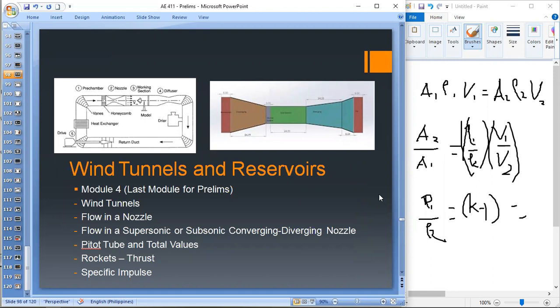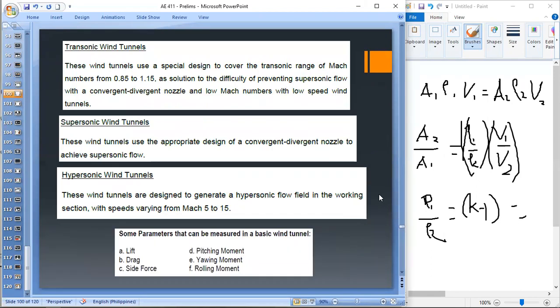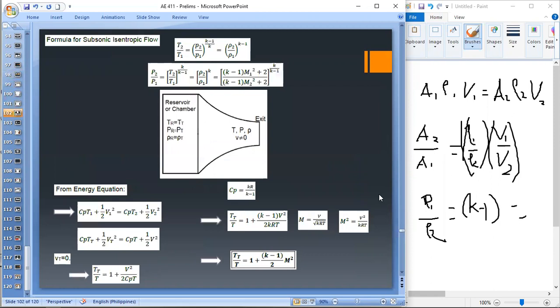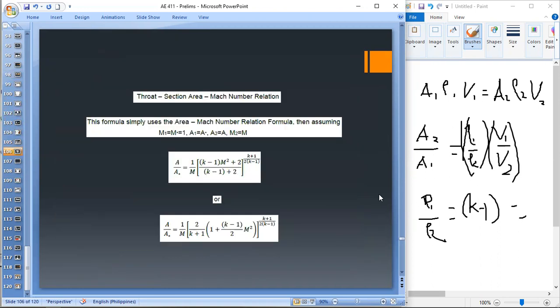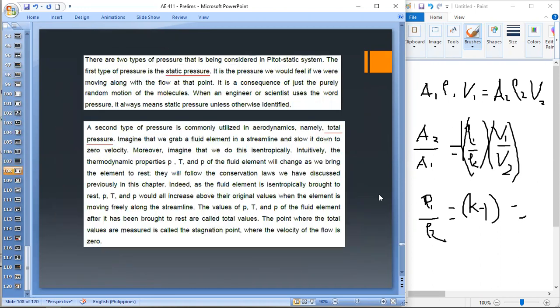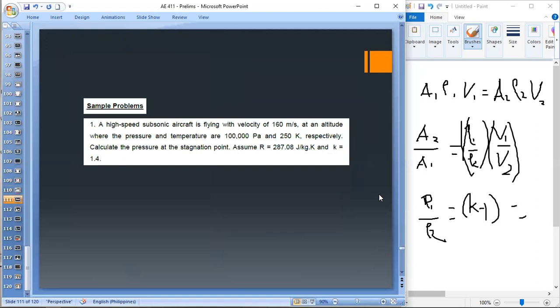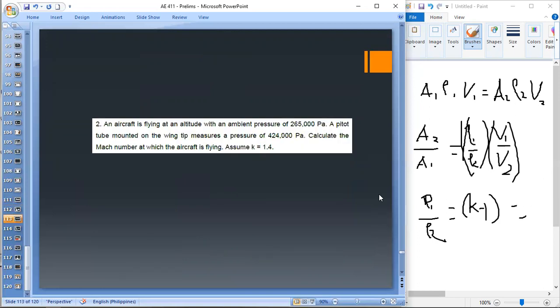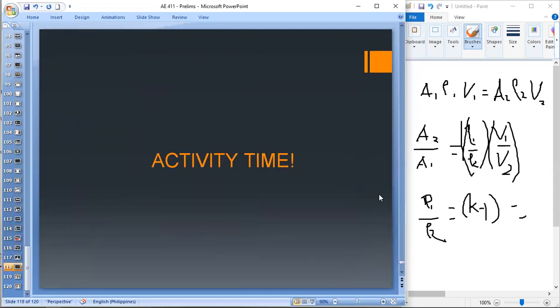So dito, it's about wind tunnels na naman and reservoirs. Sana maalala yung mga formula. We have the formula for subsonic isentropic flow, relating lang sa Mach number natin, from the energy equation siya. Okay? Madali lang naman siyang i-deal, kasi review lang din ito ng past subjects nyo, third year at second year. So good luck. Doon na tapos module 4 natin. Then this is the last module na natin.